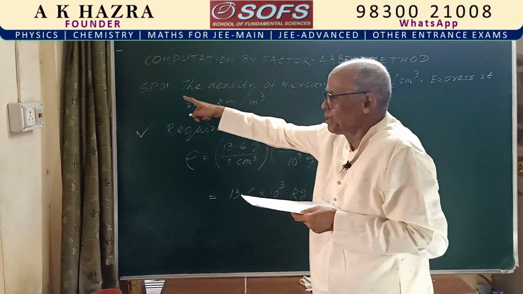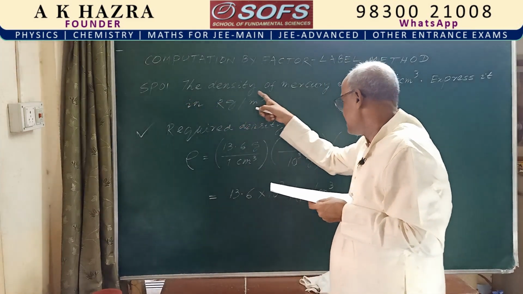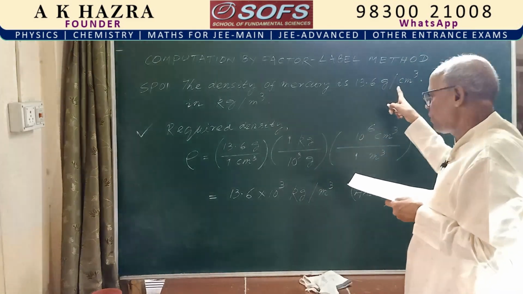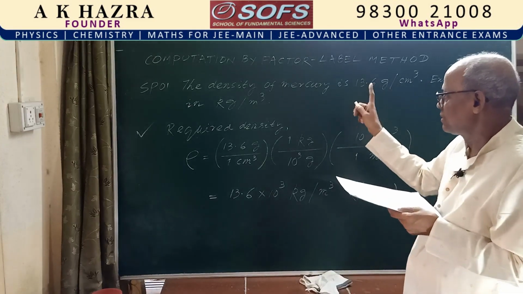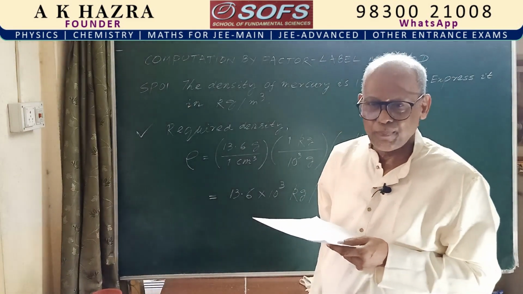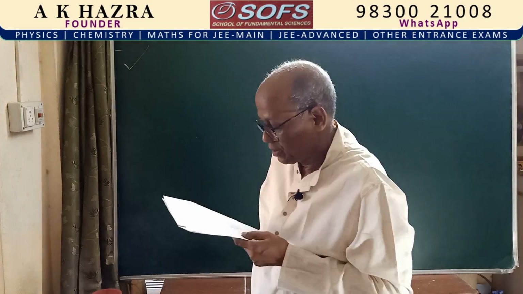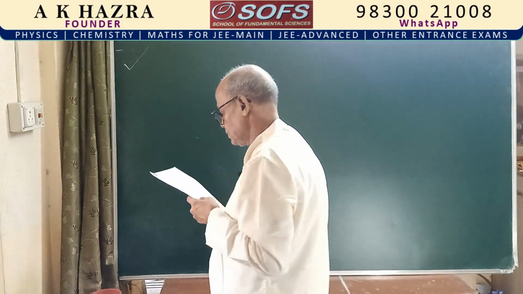Now let us start. Sample problem number 1. The density of mercury is 13.6 gram per cubic centimeter. We have to express this density in kg per cubic meter. The solution of this conversion.